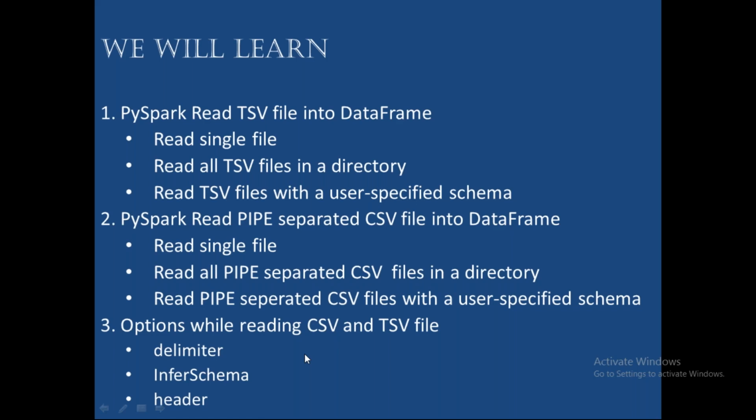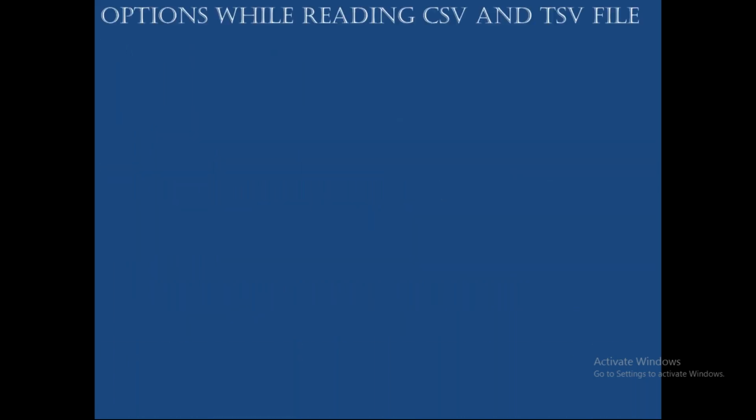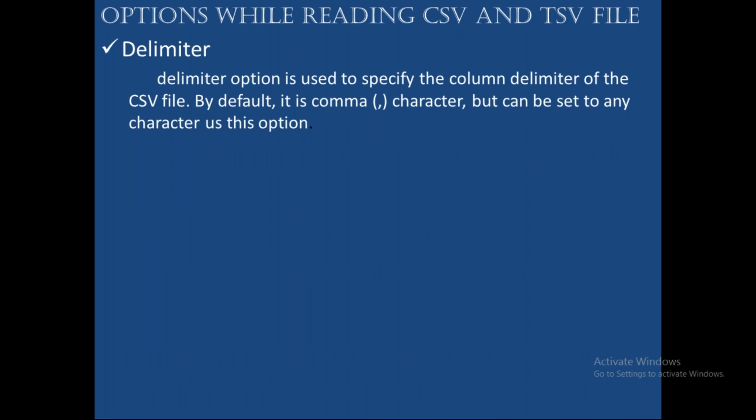So while we are reading these files, we have three options: delimiter, infer schema, and header. We already discussed yesterday, but quickly I will walk you through those options again, and we will start the lab immediately. Okay, options while reading: delimiter. So delimiter is the column separator. To identify each column uniquely, to separate each column, to define a structure from that particular data, we are going to identify this particular delimiter.